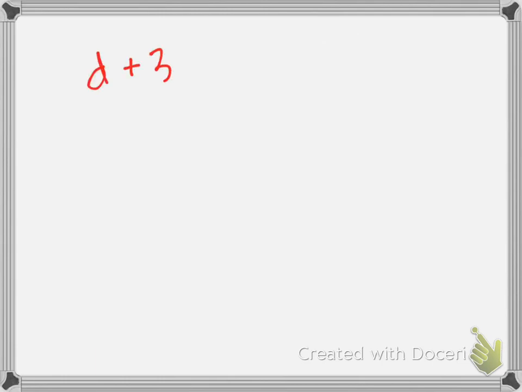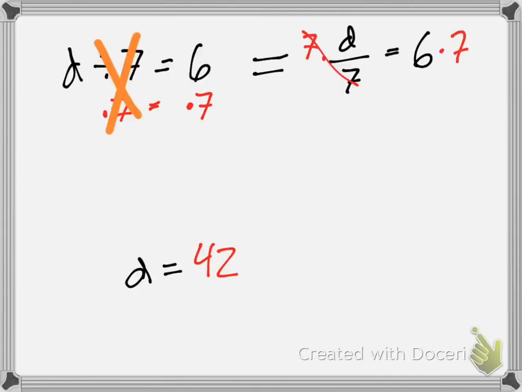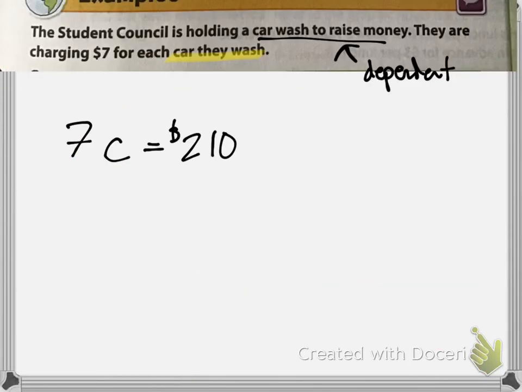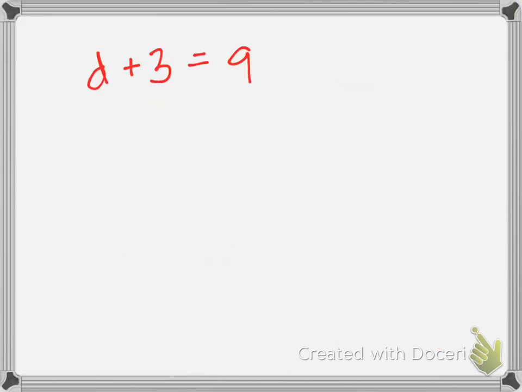What if I had one like this? D plus 3 equals 9. All of us can do this in our heads in about 4 seconds at most, but that's not how we do it. We need to learn how to show our work for these. So, what am I going to do? For this one, I multiplied. For this one, I divided. What am I going to do with this one? So Emmett says subtract.